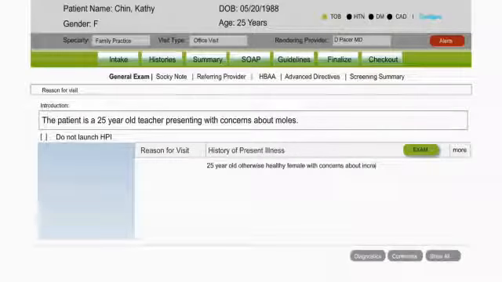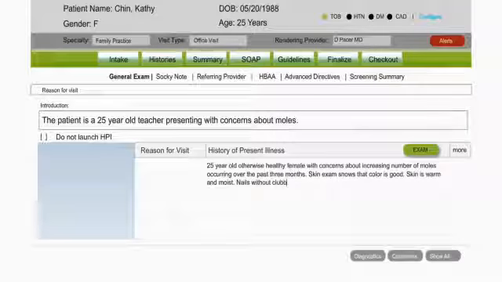25-year-old, otherwise healthy female with concerns about increasing number of moles occurring over the past 3 months. Exam shows the color is good, skin warm and moist, nails without clubbing or cyanosis.